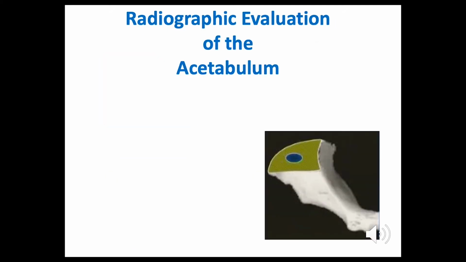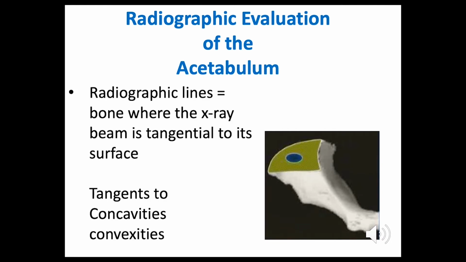And to understand the radiographic evaluation of the acetabulum, we need to appreciate that radiographic lines represent the bone where the X-ray beam is tangential to its surface. So they are tangents to concavities and convexities. They are like a sort of shadows and they don't always correspond to the anatomy of the bone. And on the bone model, you can't hold them by hand.